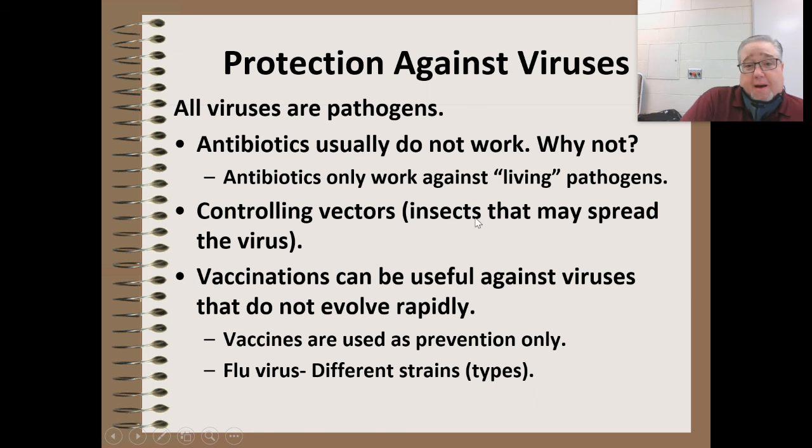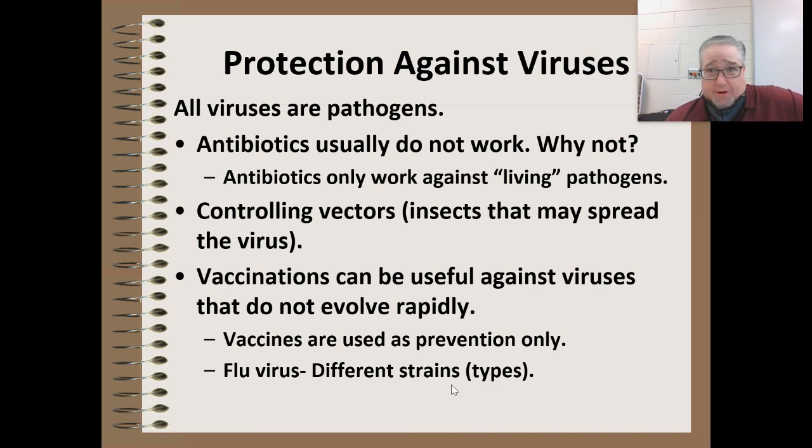The thing about vaccines is they're typically only useful against viruses that don't evolve quickly. Some viruses evolve really fast to where their structure changes all the time. And if you have a vaccine, for example, the flu virus is a great example of this. The flu virus mutates a lot. There's different forms of the flu. There's different strains. So every year we have to come up with new flu vaccines to stop it.